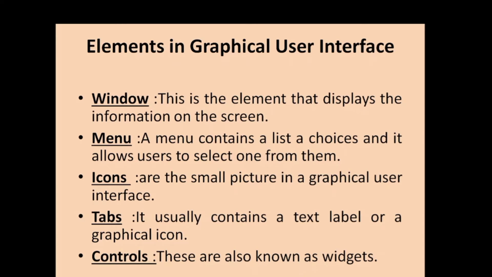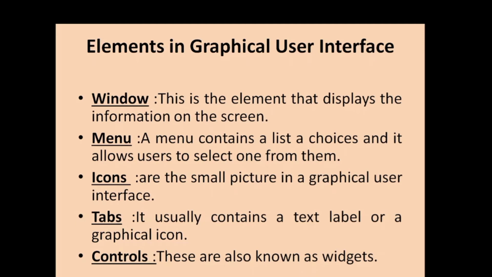Okay. Now, the next element that you have seen is a menu. A menu contains a list of choices and it allows the user to select one from them. Means if we want to create a folder, then we just have to right click on our screen, then it shows us a menu list from where we have to select the folder option. Means we have to select the choice.